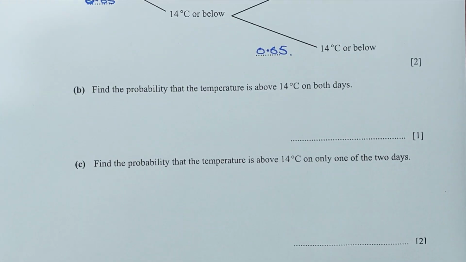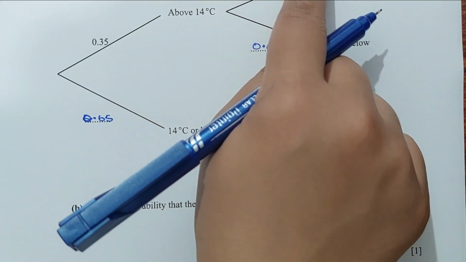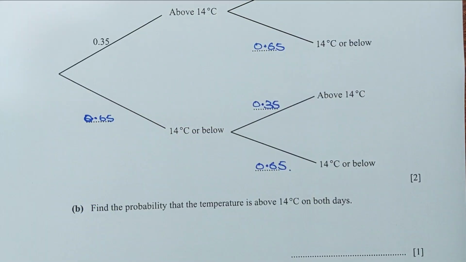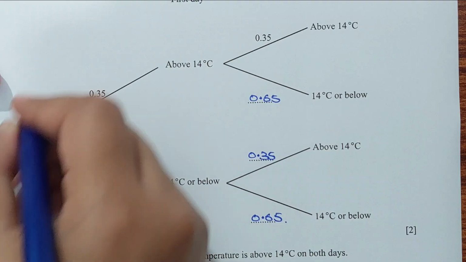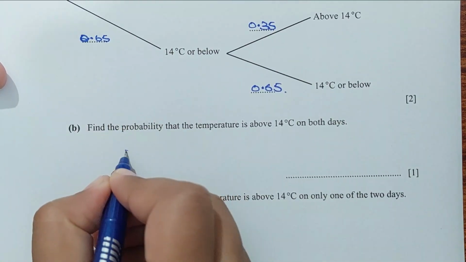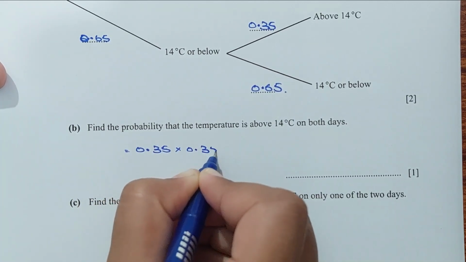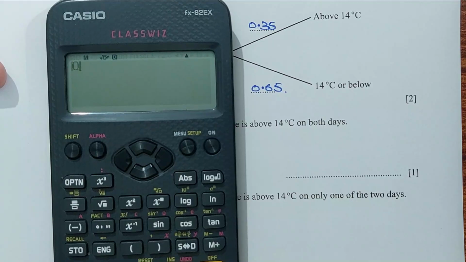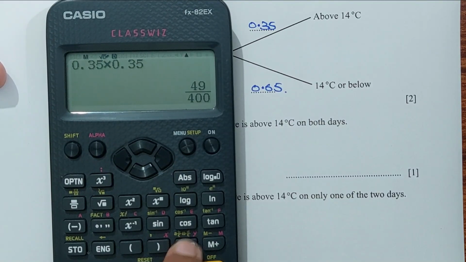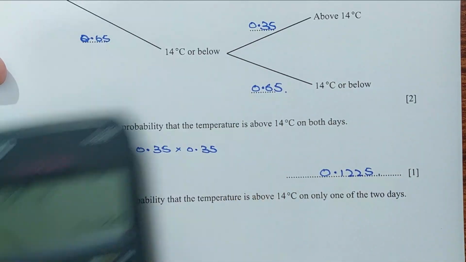Now for part B, find the probability that the temperature is above 14 degrees Celsius on both days. Above 14 and above 14. So the probability for above 14 is 0.35, and above 14 is 0.35. Take the product, so 0.35 times 0.35 equals 0.1225. That is the probability.